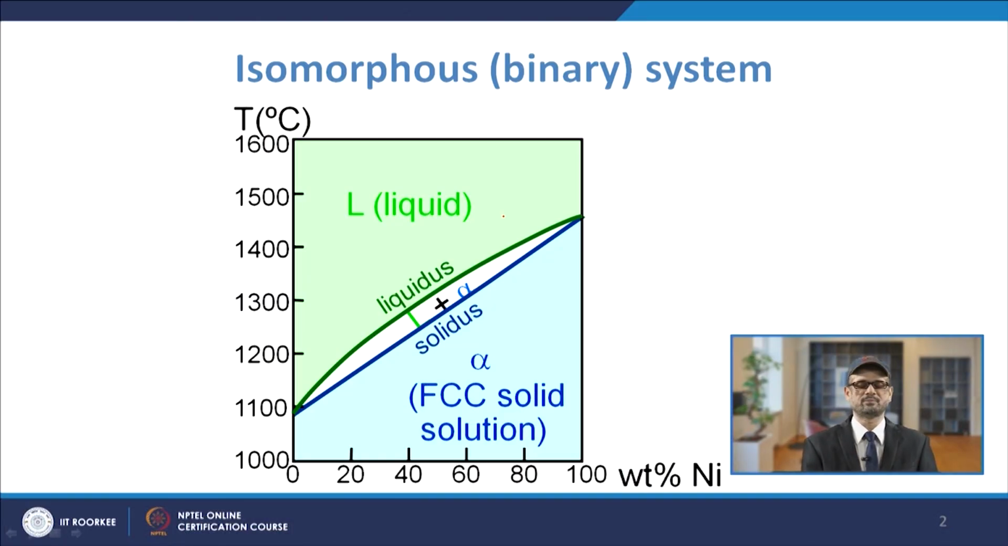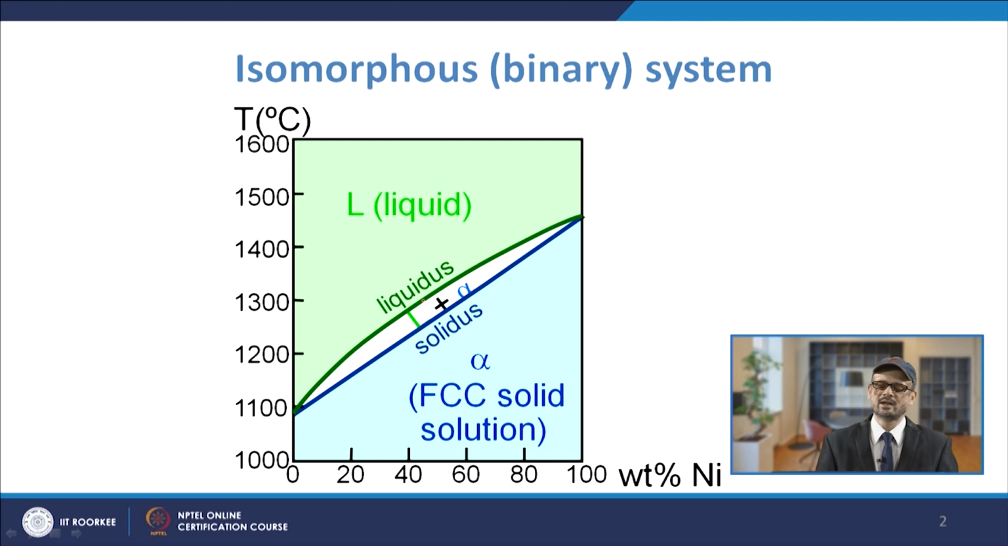On this side you have copper, and on this side you have 100% nickel. Copper has a melting point of, say, 1083 degrees centigrade, and nickel's is higher. In this case you have the FCC solid solution alpha below this line, and above the liquidus line you have all liquid, and in between you have the liquid plus alpha zone.